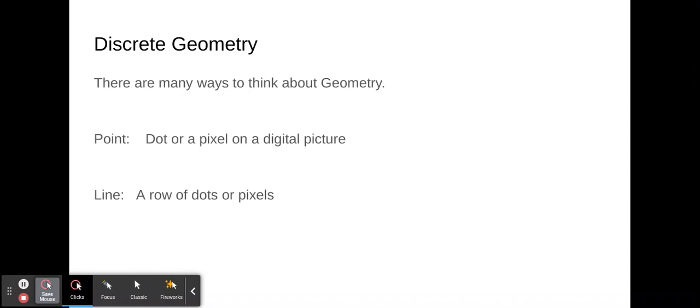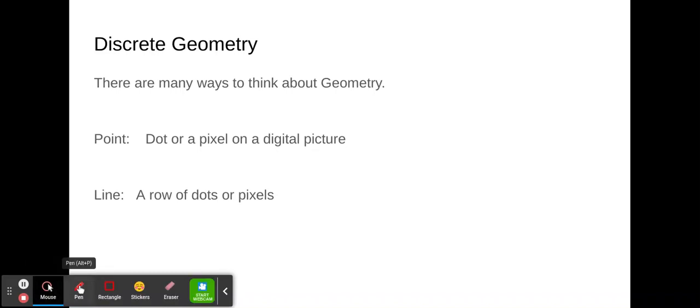So discrete geometry has become a little more important in recent years because it is about the digital world. So a point in discrete geometry is thought of as being a dot or like a pixel on a digital picture or a TV screen.